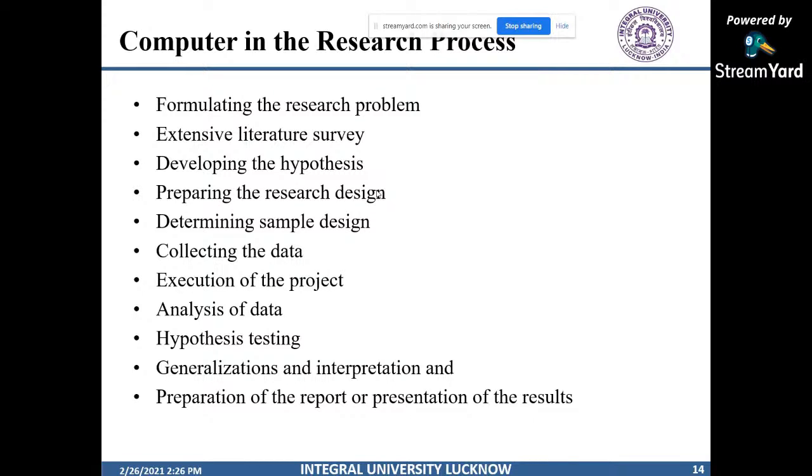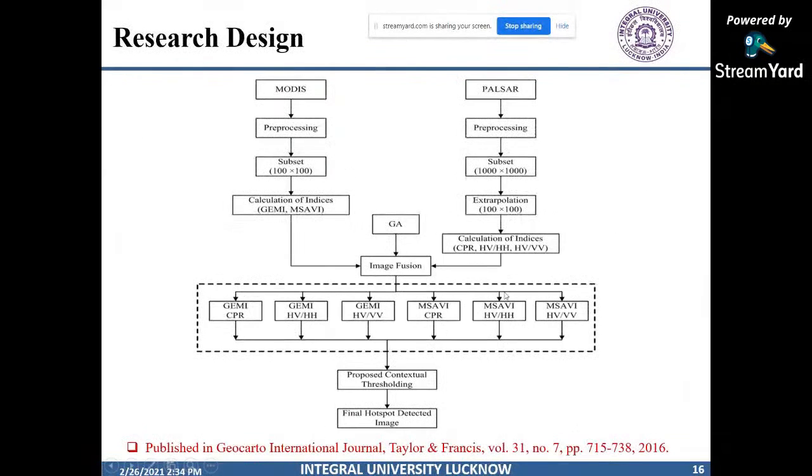How you prepare your research design is very important. So I will show you one example that I used to create, this flow chart, the design. This is a sample one. This is a data flow diagram of one of my papers, which was published in 2016. Just as a sample I have taken this flowchart.